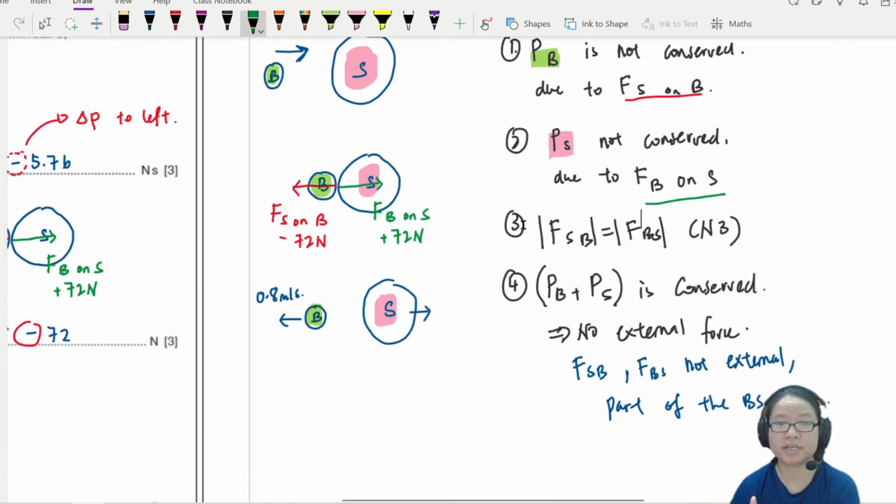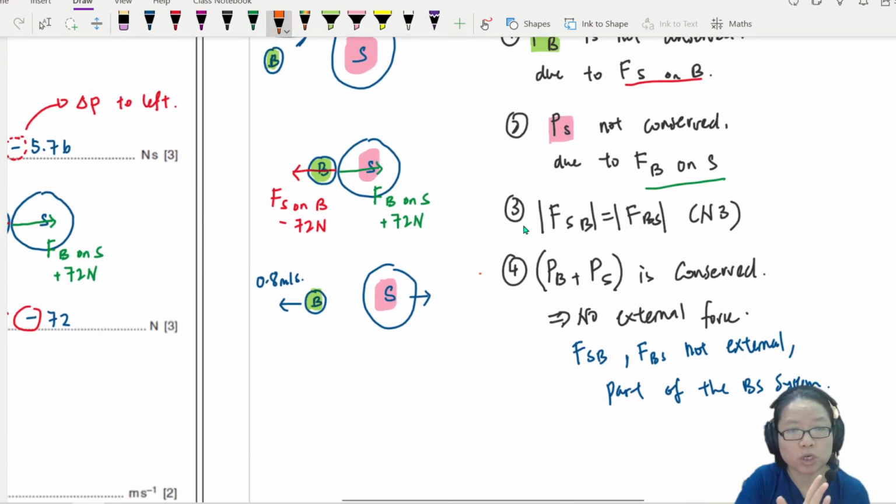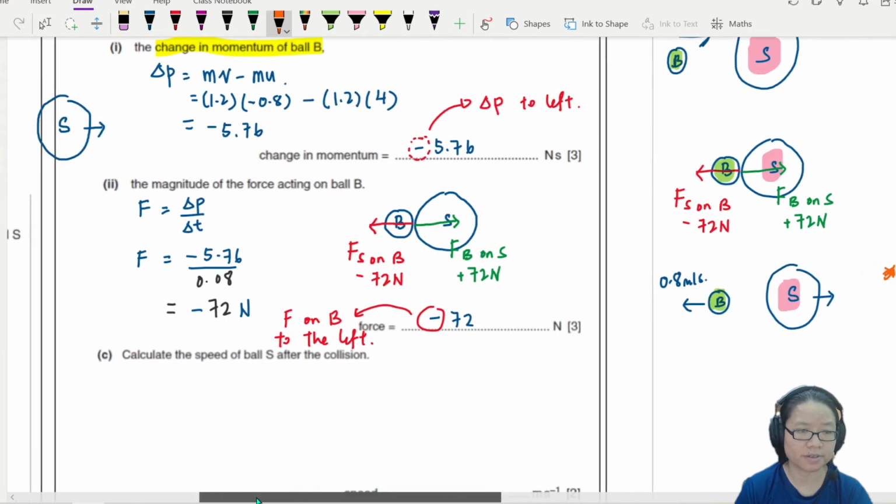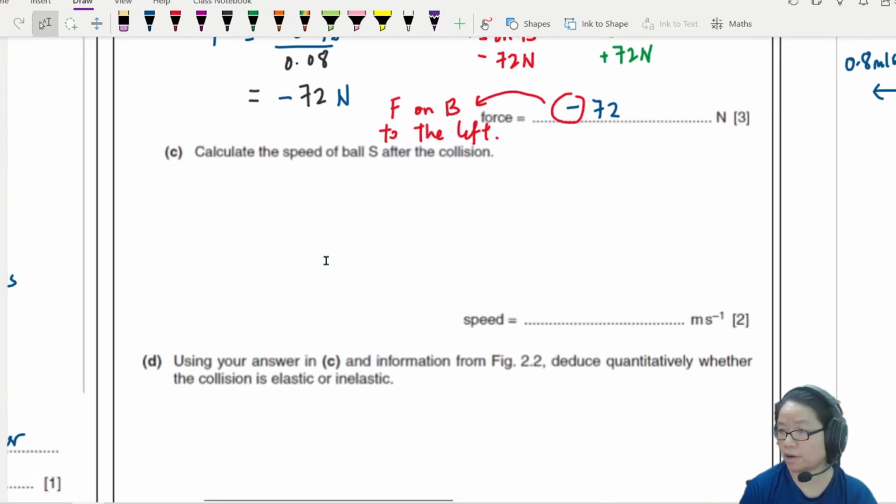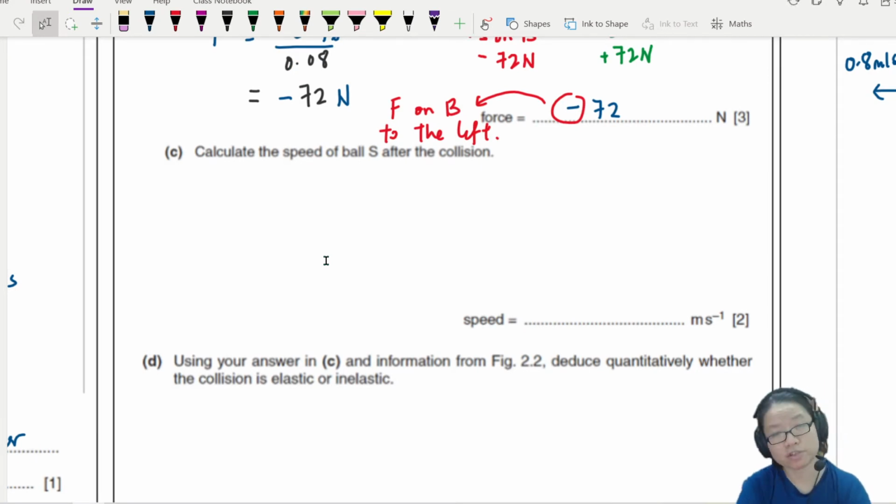And the final point here is, normally we conserve momentum if we take the whole system as B and S together. So if your system is B plus S, then the momentum is conserved, because these two forces we consider are part of the system. Okay. All right, let's go back to the question, because here it says, calculate the speed of the ball after collision. So you could use the third point where I say the magnitude of the forces is the same, you could use the fourth point where the momentum is conserved. I'll show you both.